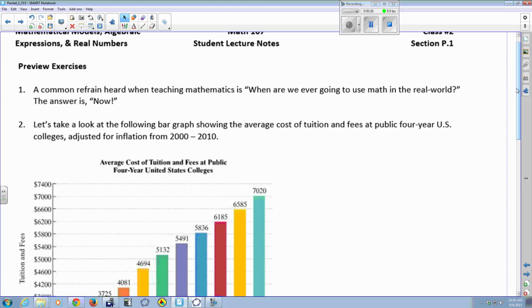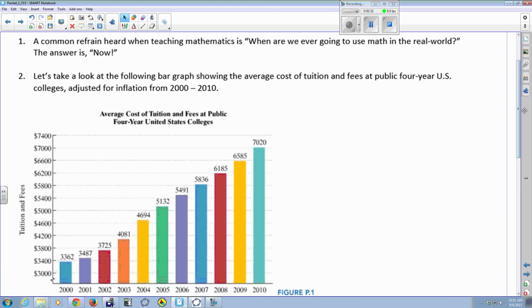Bridget? Let's look at the following bar graph showing the average cost of tuition and fees.